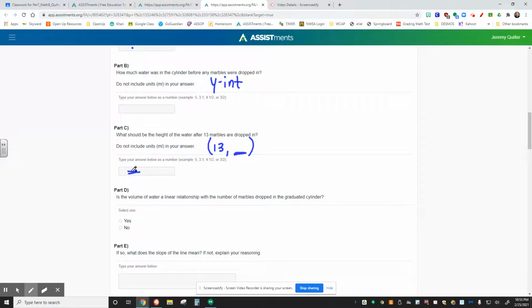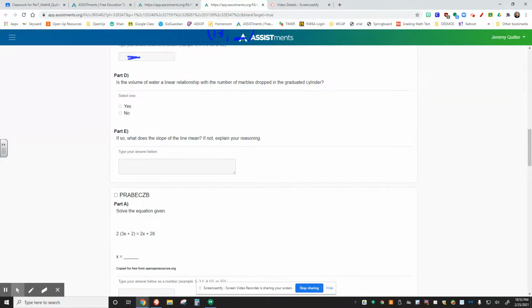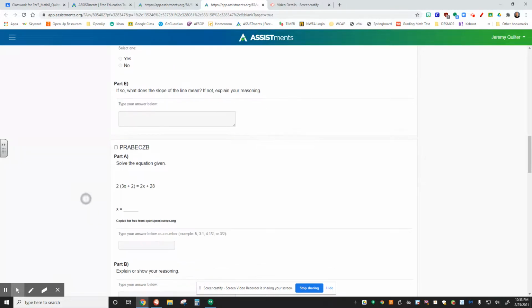Is the volume of water a linear relationship with the number of marbles dropped in the graduated cylinder? Assume the marbles are all exactly the same size. And then for the last one, part E, if so, what does the slope of the line mean? If not, explain your reasoning. Well, if the marbles are all the same size, the same mass, everything, just assume that this is what's going to be. Okay.